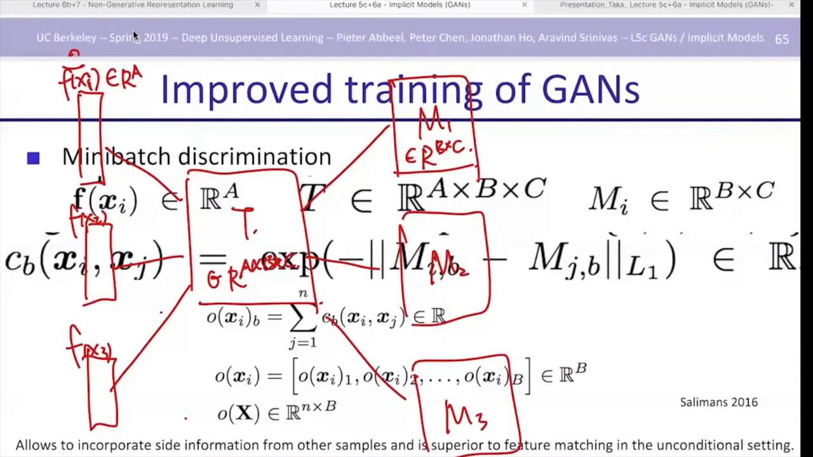So first he uses x sub i as the input, and multiplies it by this transfer matrix T, which is in A×B×C, and he gets a matrix, for example we call it M sub i. M sub i's dimension is B×C. What he means is that he wants to make a difference between every picture he generates. The GAN's output is familiar. So what he wants is to make these images more different.